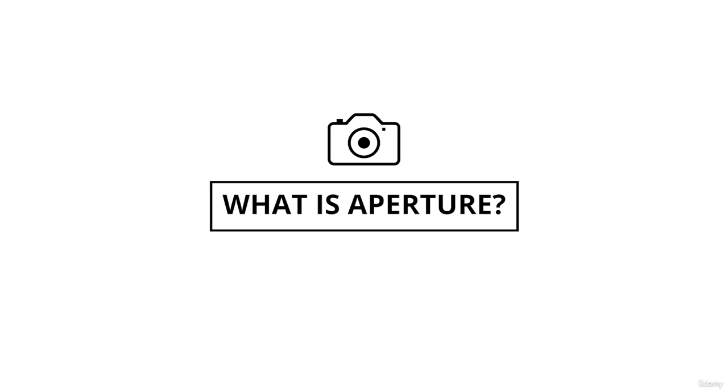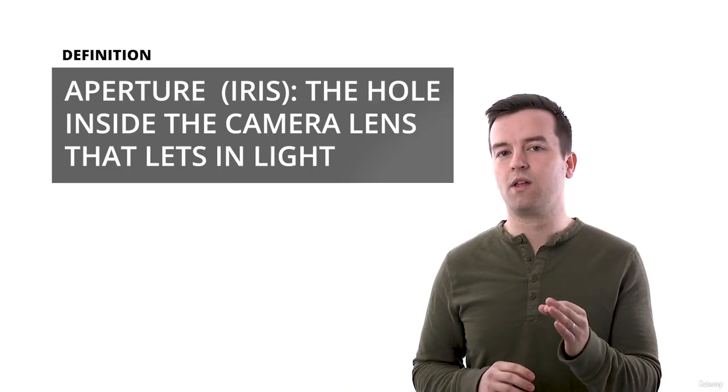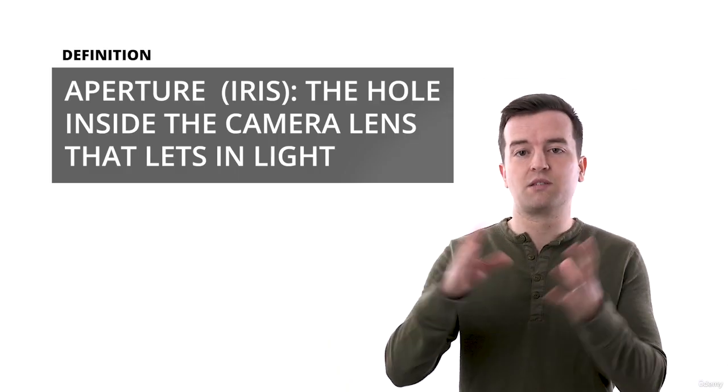In this lesson, you'll learn what aperture is and how it affects exposure. Aperture is the first part of the exposure triangle and the first part of your camera that controls how much light enters and is captured. Inside your lens is a hole. This hole can go bigger and smaller.